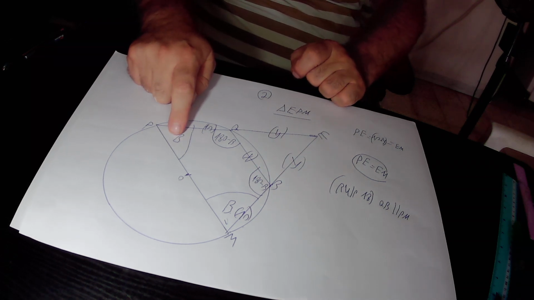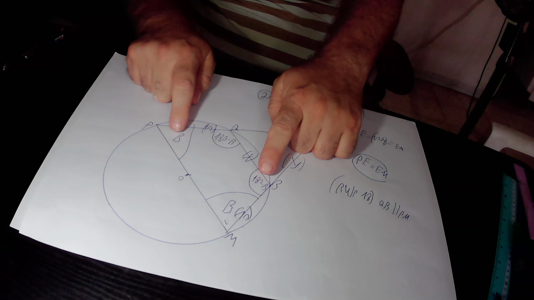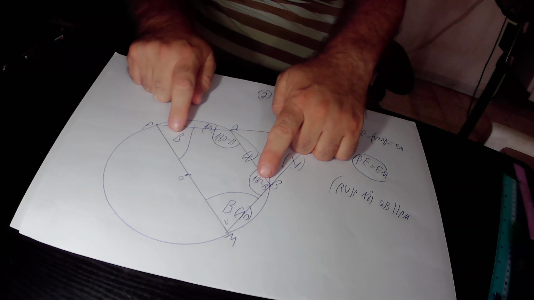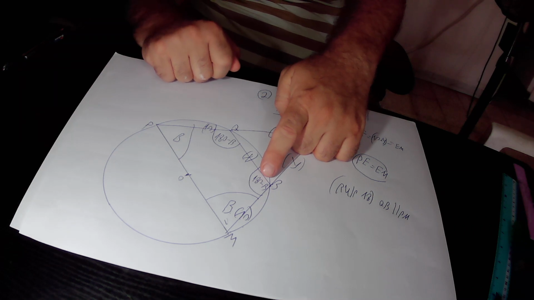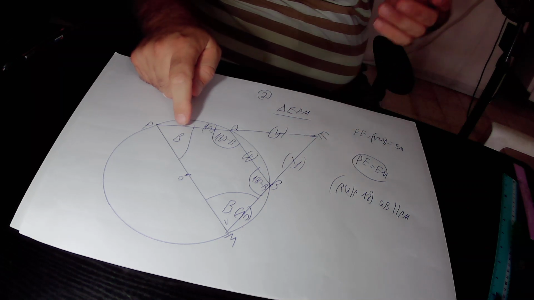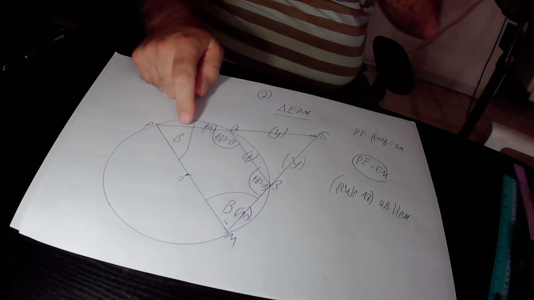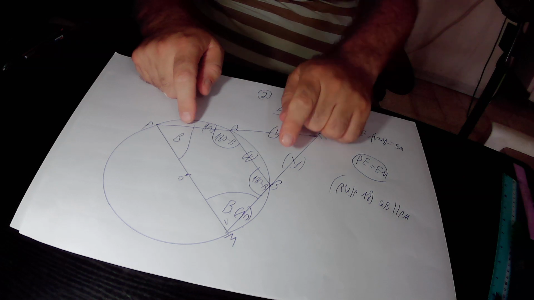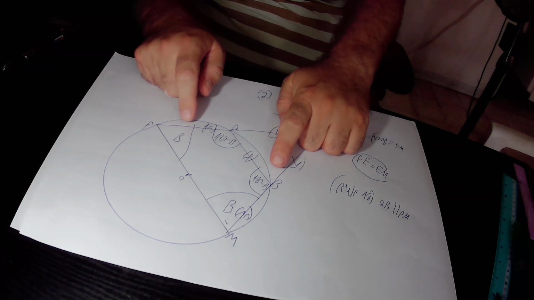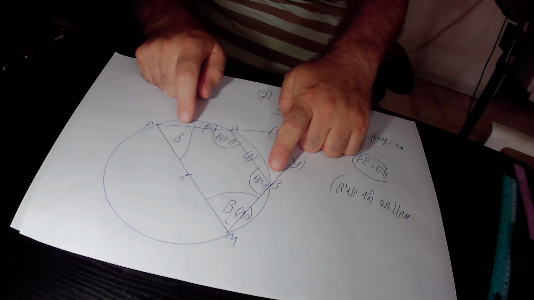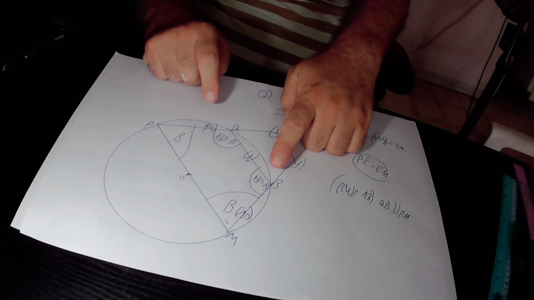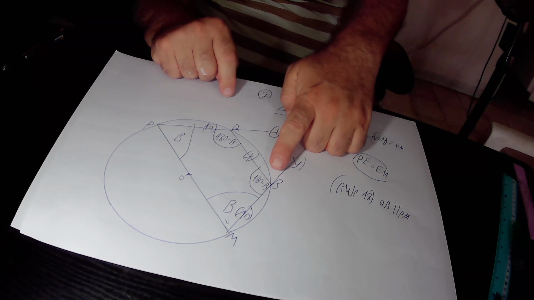But this is angle beta. So angle beta plus the size of this missing angle in total must be equal to 180 degrees according to the rule that I mentioned. Therefore, this missing angle must be equal to 180 degrees minus beta. Why? Because 180 degrees minus beta plus beta is 180 degrees. That is the sum of opposite angles in a quadrilateral that is inscribed in a circle.